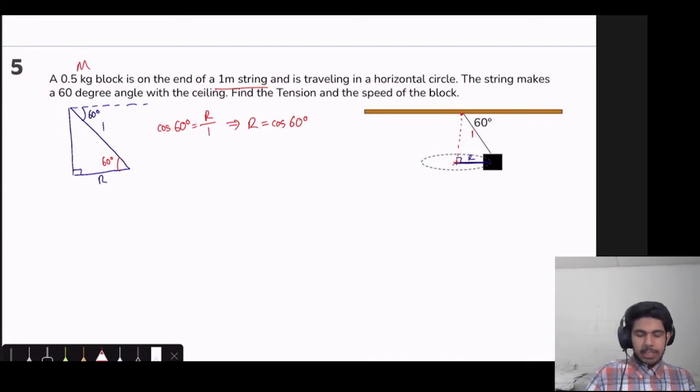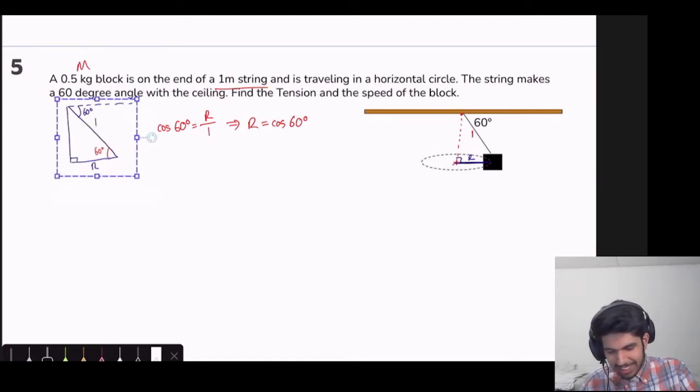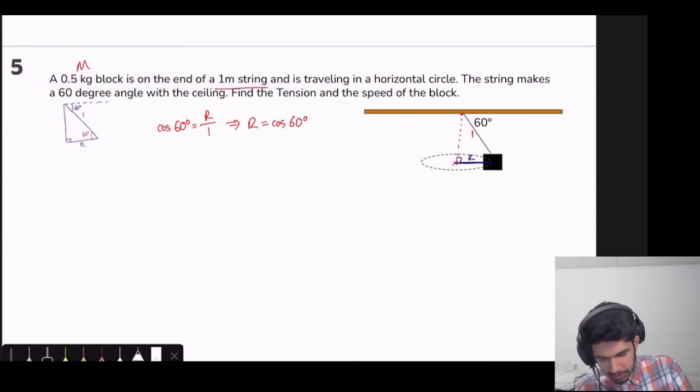We're asked to find tension. So tension is a force, obviously, so it makes sense to draw a free body diagram. So that's what we'll do. Let me just re-sketch what's going on here. We have this circle or something, and we're just at some point here, and there's like a string.